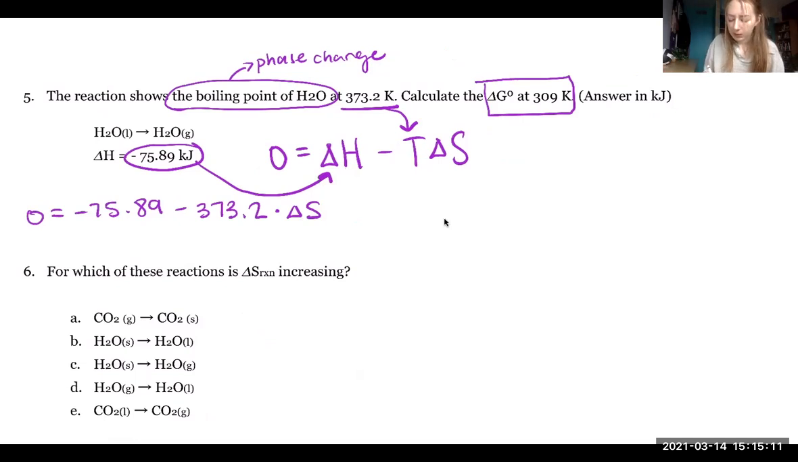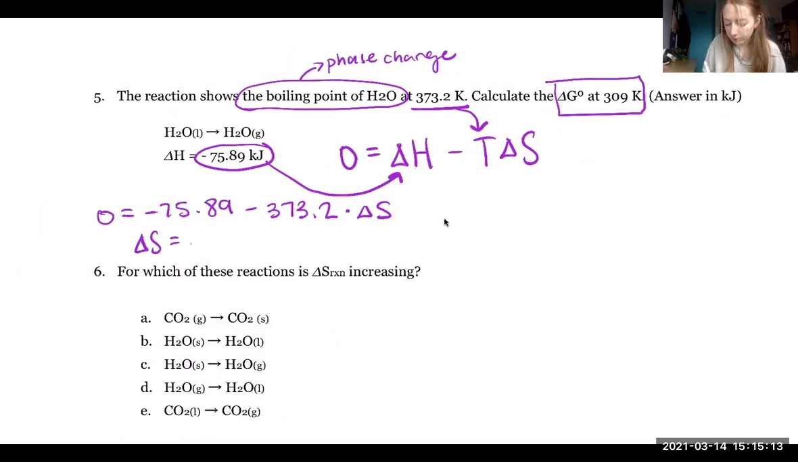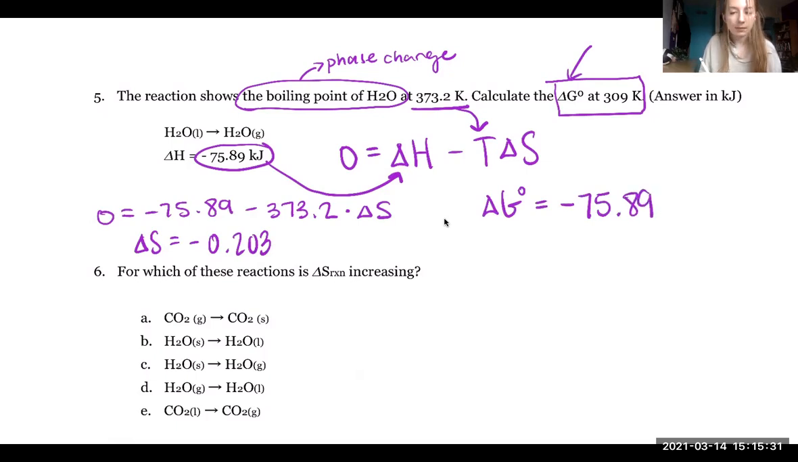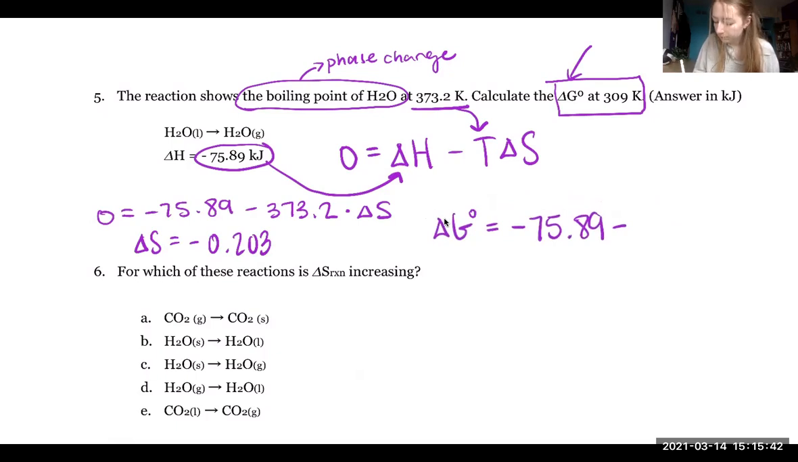Okay. So for delta S, you should get negative 0.203. So we're going to plug this number right back in. We're going to do delta G, because ultimately we're looking for delta G, right? Delta G equals negative 75.89, we're using the same enthalpy value, minus 309 times negative 0.203.